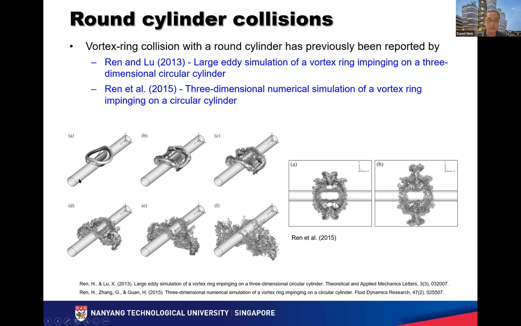As you can see over here, the numerical simulation results showcase the rather intriguing and curious vortex ring interactions with the round cylinder once it collides with it. As you can see, it's a highly non-uniform kind of vortex-vortex interaction. And of course, chances are that there's quite a bit of vortex stretching going on as well.